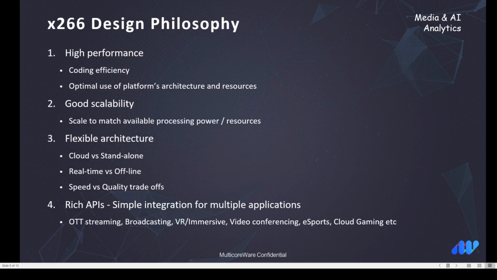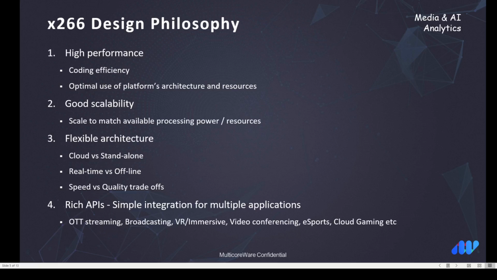Now let's look at some of the major criteria that we considered while designing the architecture of X266. The first and foremost important criterion is that X266 should be a high-performing VVC encoder. When we say high-performing encoder, it not only means high speed but also means without loss in coding efficiency. The encoder should be able to optimally make use of the available platform's architecture. Depending on the capacity of the available resource, it should be able to scale up or scale down.